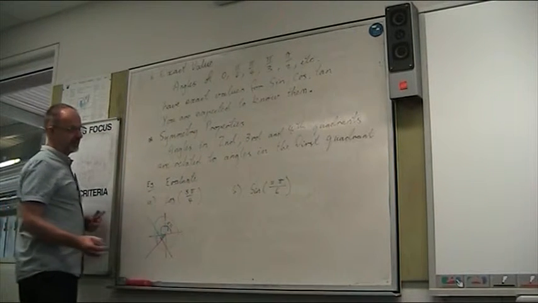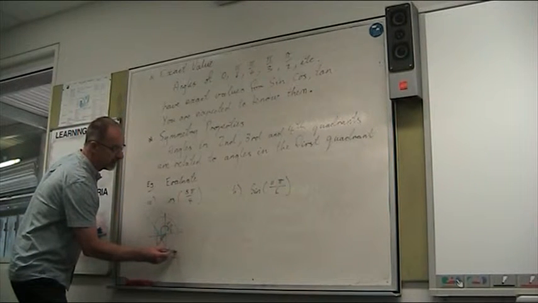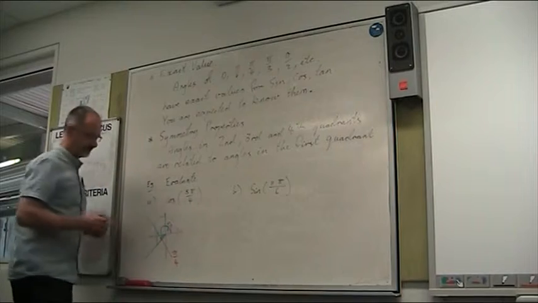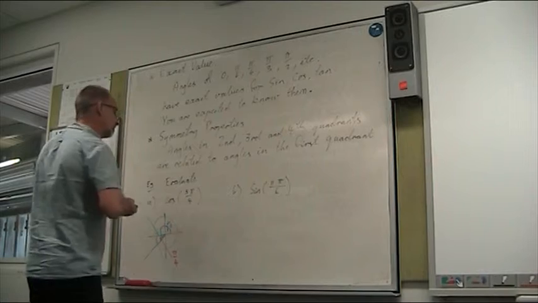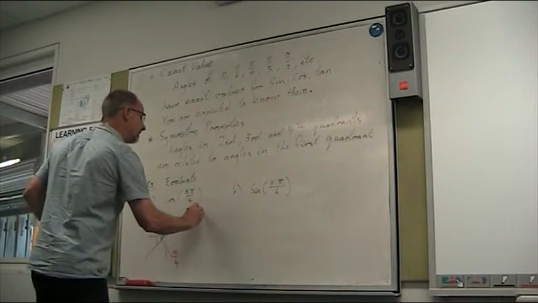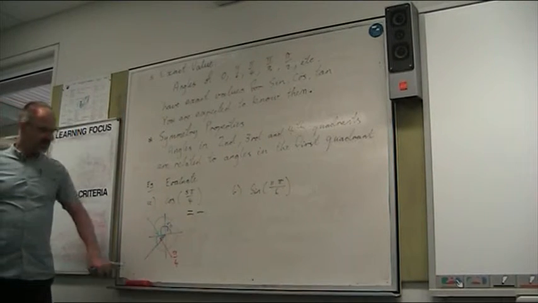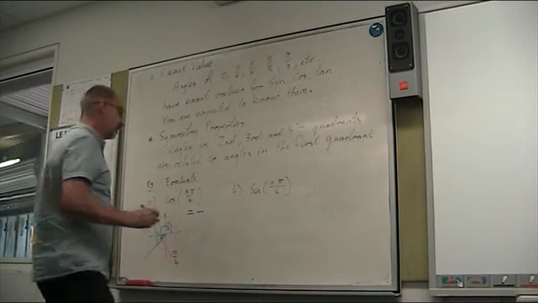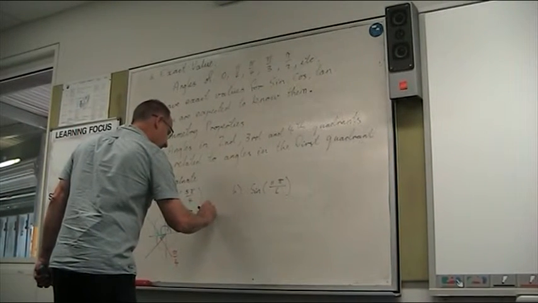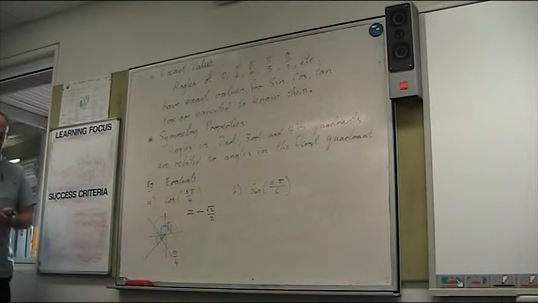Now that angle in there would be, how big? 45. 45 or pi on 4, yeah. So the cos of 5 pi on 4 is going to be negative because it's in the third quadrant, and it's going to be the same size as the cos of pi on 4, and that is root 2 on 2. So the cos of 5 pi on 4 is negative root 2 on 2.